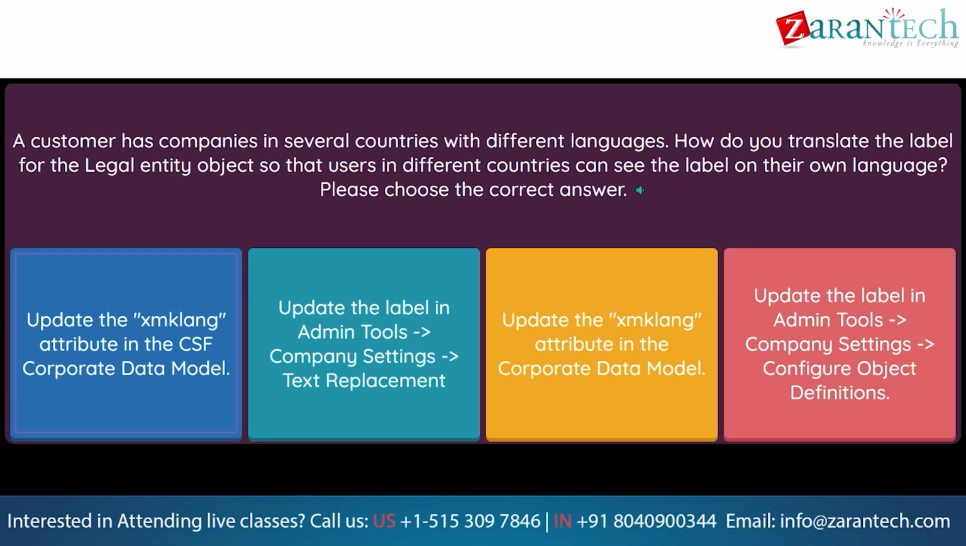Option 1 Update the SAM attribute in the SAP Corporate data model. Option 2 Update the label in Admin Tools Company Settings Text Replacement. Option 3 Update the SAM attribute in the Corporate data model. Option 4 Update the label in Admin Tools Company Settings Configure Object Definitions.